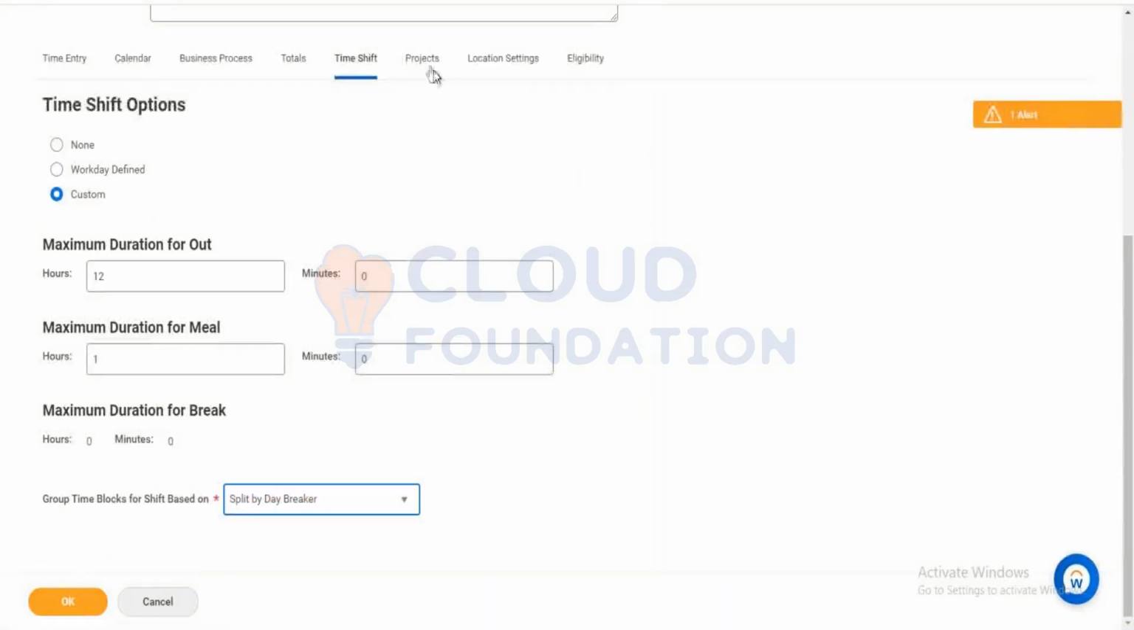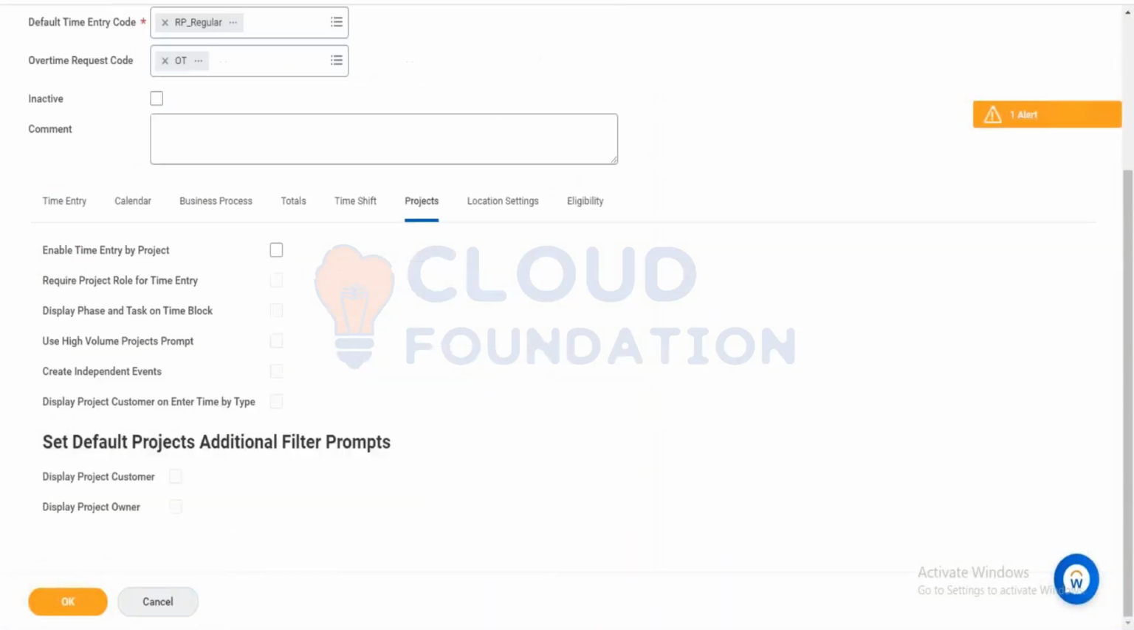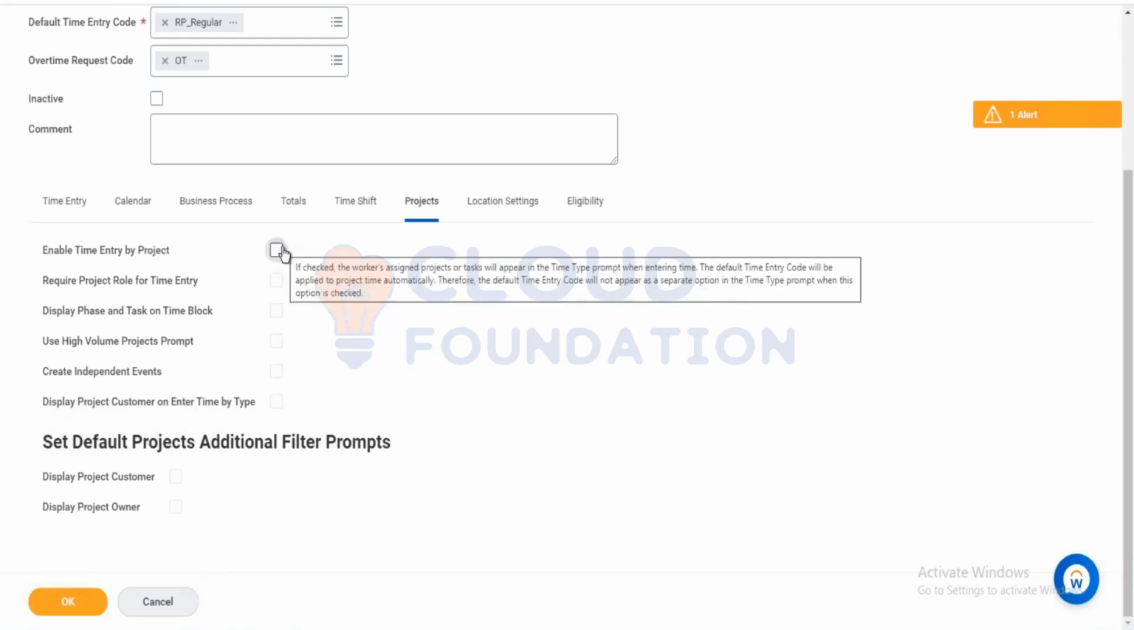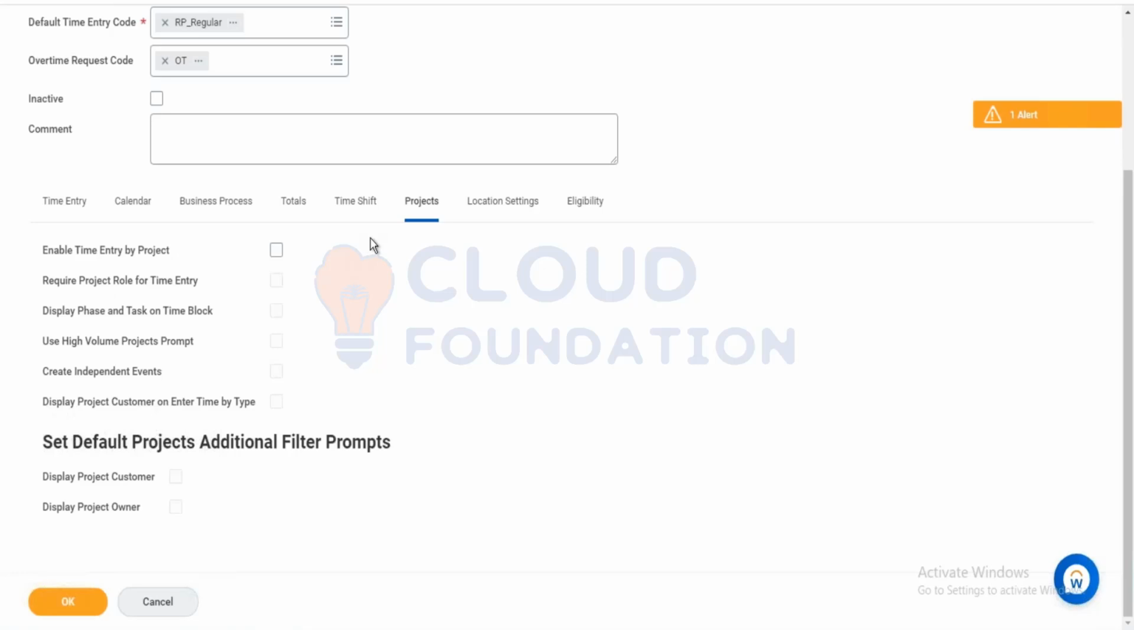Okay, time shift projects. Now it comes under projects. Now we are interacting time tracking with your finance. Sorry, not payroll, with your finance. In order to use finance, if this is not enabled, nothing will happen. This is the root for here.